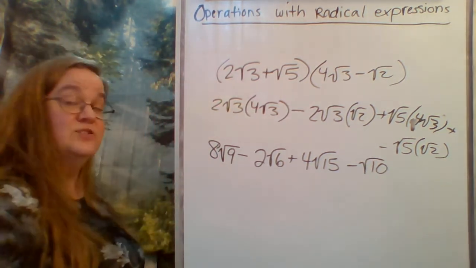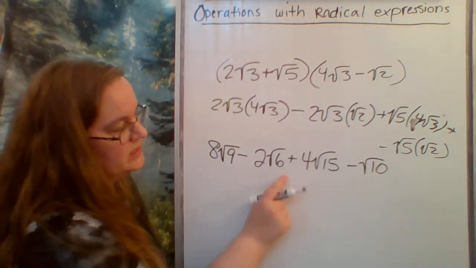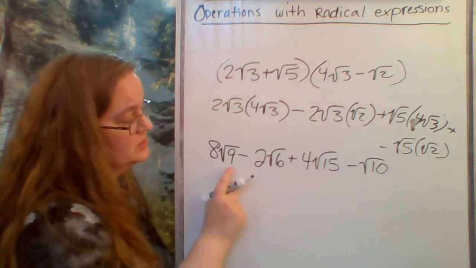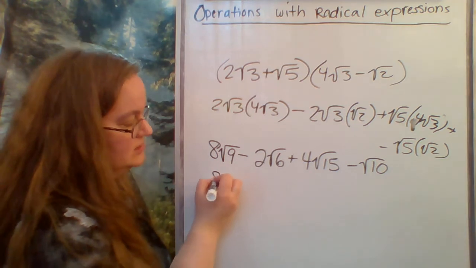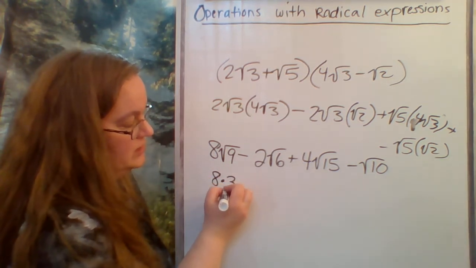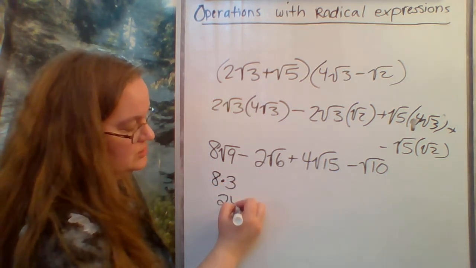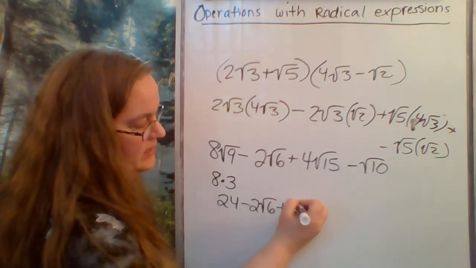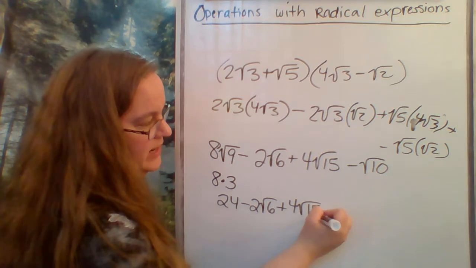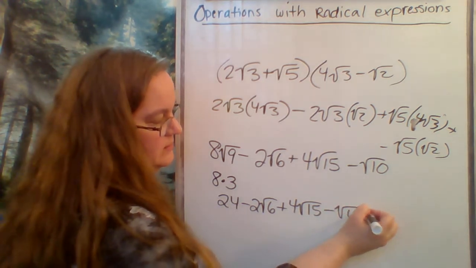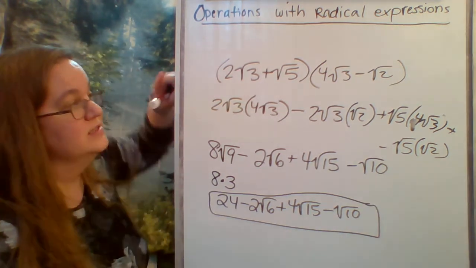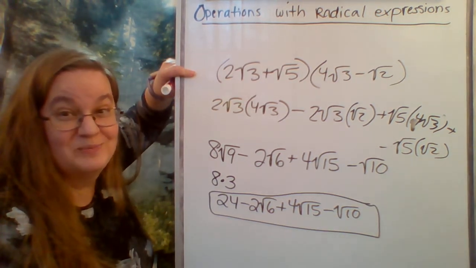You simplify anything that you can simplify. This has no perfect squares, this has no perfect squares, and this has no perfect squares, but this is, so this is really 8 times 3, which is 24. So my final answer, I can't really simplify or add together most of it, but this would be what it would be if I did double distribution on a binomial.